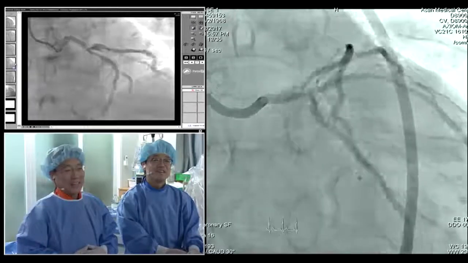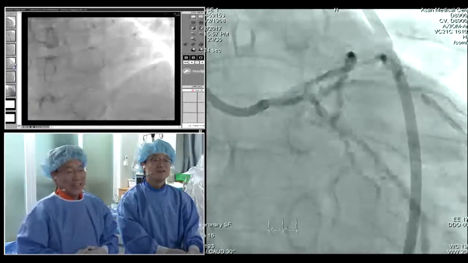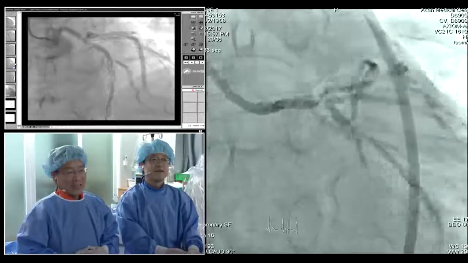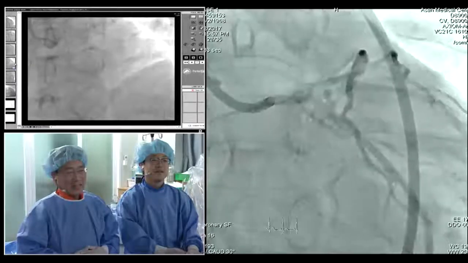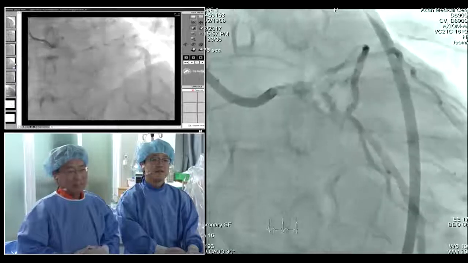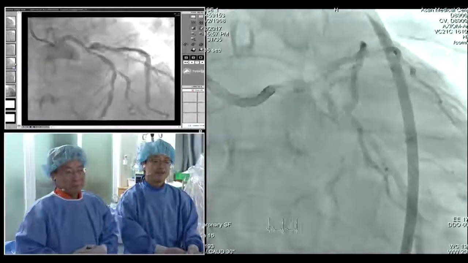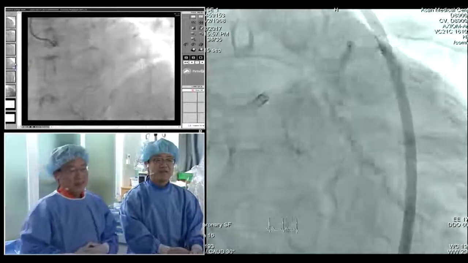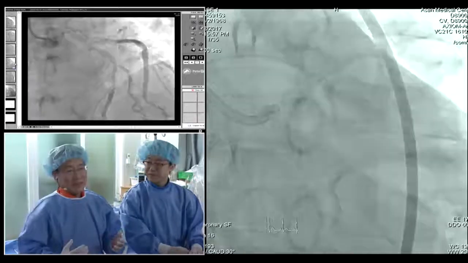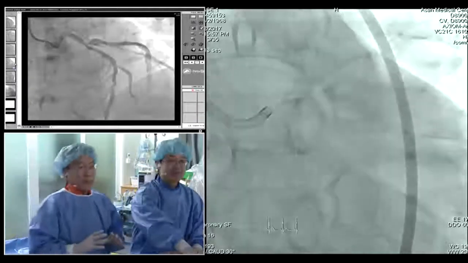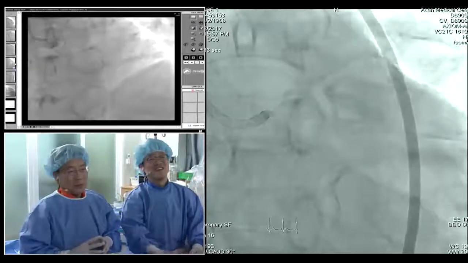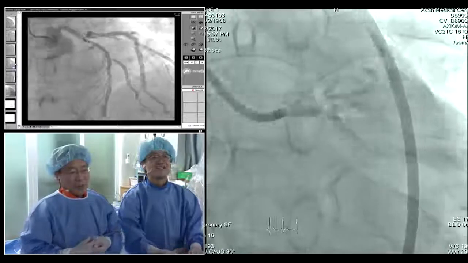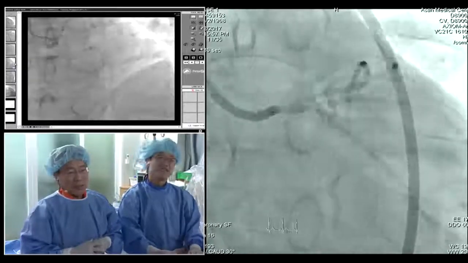In general, we tend to say that if the circumflex disease is also involved, they are better off with surgery than angioplasty. Do you believe so? So would you like to go for surgery? All right, this is a very complex disease subset, so maybe it's one of the good candidates for bypass surgery.